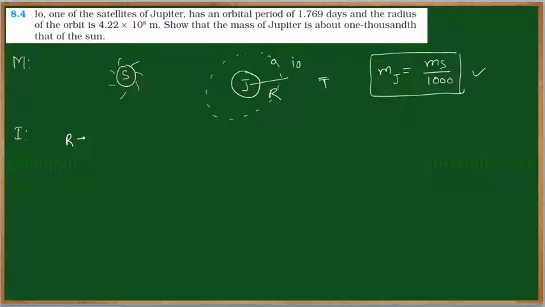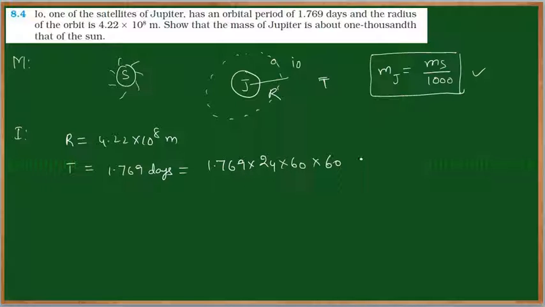The orbital radius is given, that is r is equal to 4.22 × 10^8 meters. And the time period in which the moon is revolving around Jupiter is 1.769 days. So I am converting it to seconds. 1.769 × 24 hours in a day, each hour has 60 minutes and each minute has 60 seconds. So in total we will get 1.528 × 10^5 seconds. You can calculate at home.